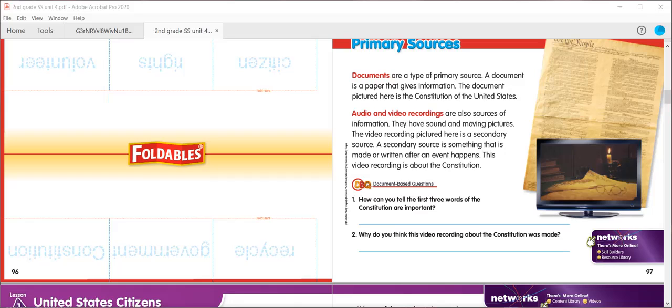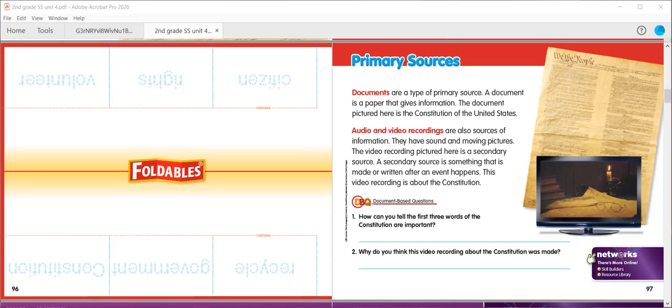Once you've completed these pages, go ahead and scan and upload them into the unit opener assignment. And your next assignment is going to be Unit 4, Lesson 1.